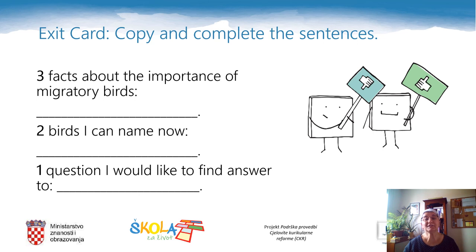The last activity for today's lesson is your exit card. Read carefully the sentences on the screen, copy them, and complete. 3 facts about the importance of migratory birds. What 3 facts have you learned? 2 birds I can name now. Can you name 2 birds? Write their names. One question I would like to find an answer to. What else would you like to learn about birds? Complete your exit card, and that's the last activity for today's lesson.